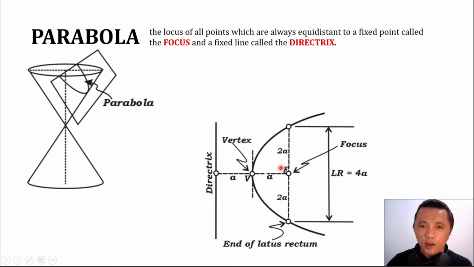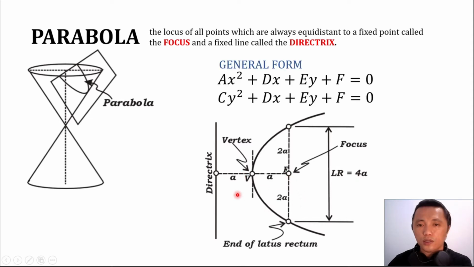Okay, so the parabola is again the locus of all points which are always equidistant to a fixed point. So this set of points here, just the same with the circle, satisfies the given condition here. So it is equidistant from a fixed point called the focus and the fixed line called the directrix. So the other parts of the parabola is this one, the latus rectum. It is equal to 4a, the vertex, focus.